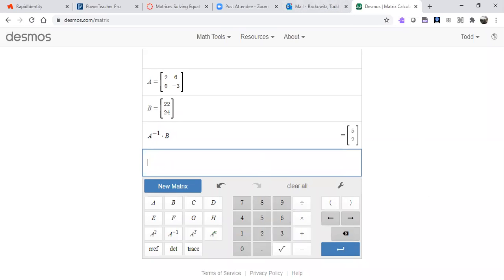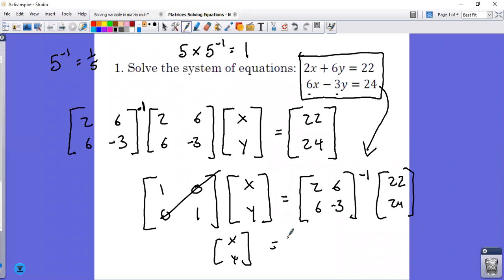So I would go back here. So I know that X equals 5 and Y equals 2. Like I said, all of this was just explanation, but it's really quick solving these matrices. And I'll show you with a 3x3.